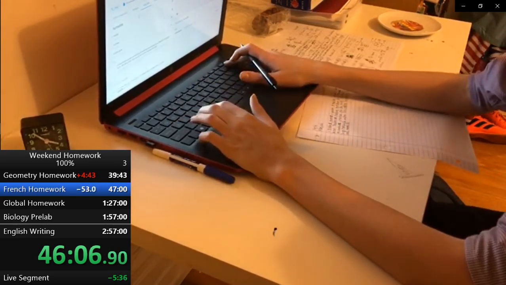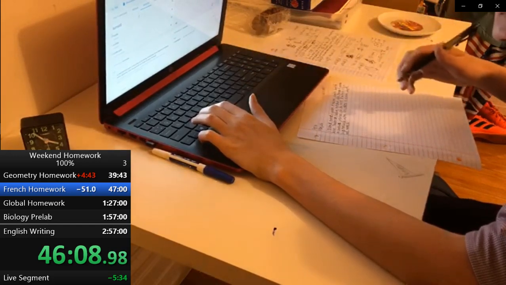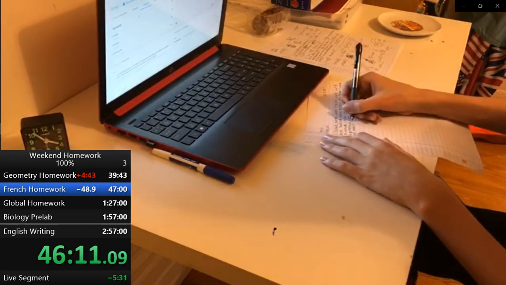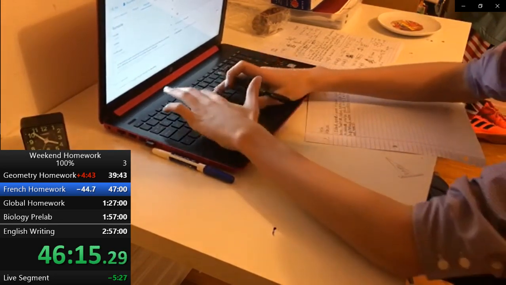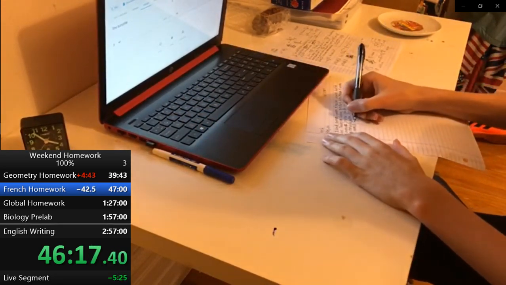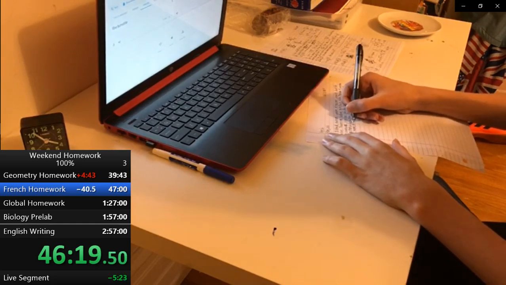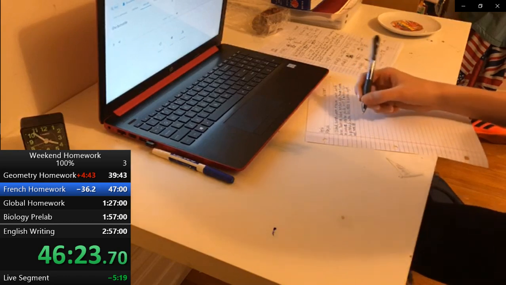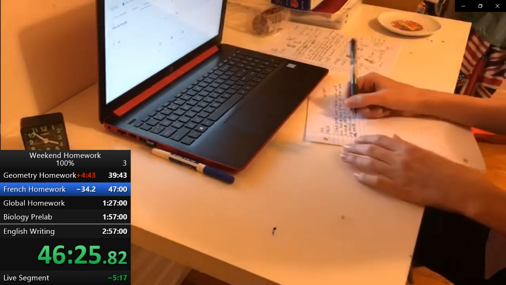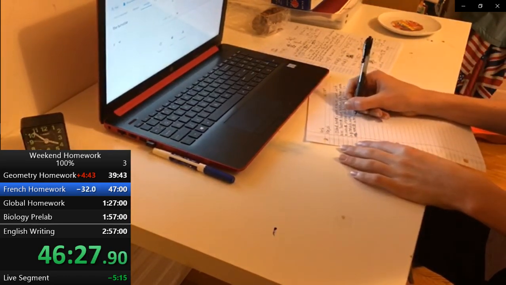I don't even know how to spell that in English. It's apparently called a tourniquet. Traverser. Alright, I need to know if it's feminine or masculine though. I know I shouldn't be looking this up. Et puis traverser le tourniquet.